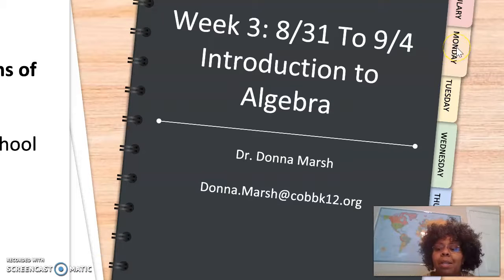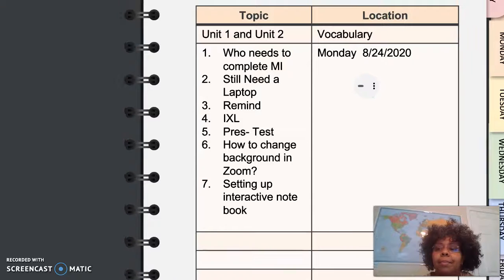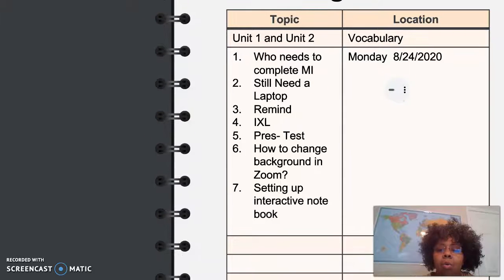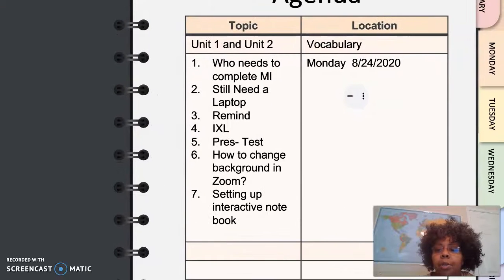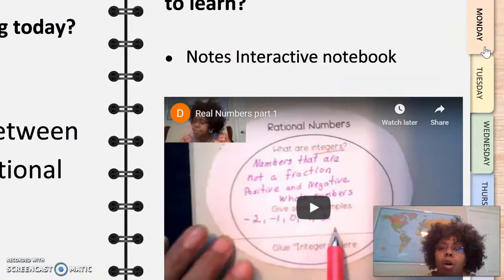To get to a particular day, you just click on that day. That's Monday. Here I have our agenda for the week. You click on whatever day that we're on. Okay, Monday.